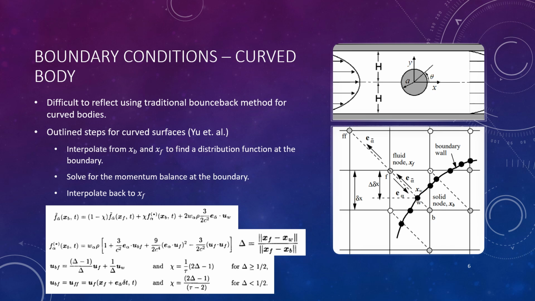First, the solid nodes on the inside and the fluid nodes on the outside are interpolated to one point on the surface, denoted by xw. The distribution function at the surface is then adjusted using interpolated velocities. Finally, the distribution function is interpolated back to the fluid node and calculations are continued.